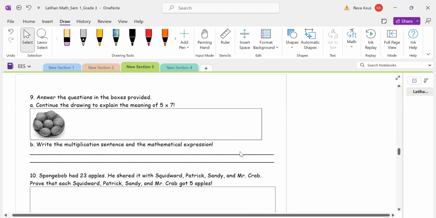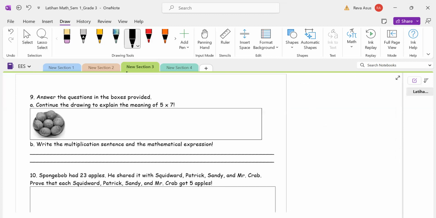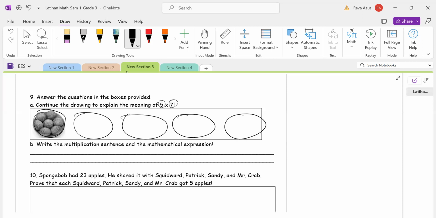So number 9. Answer the questions in the boxes provided. Continue the drawing to expand the meaning of 5 times 7. 5 times 7 means there are 5 groups of 7. As you can see here, it's already one group. So we need to draw another 4 groups. It is 1 group, 2 groups, 3 groups, 4 groups, 5 groups. Each contains 7: 1, 2, 3, 4, 5, 6, 7.